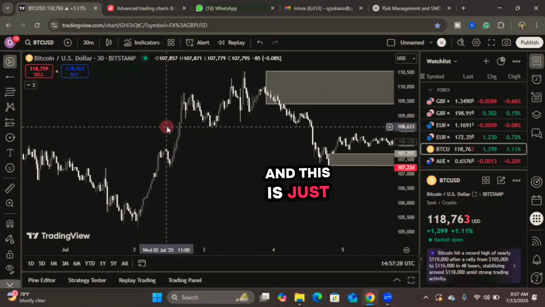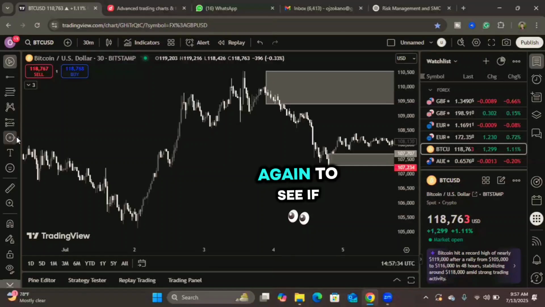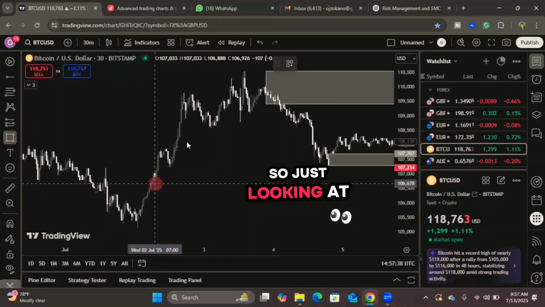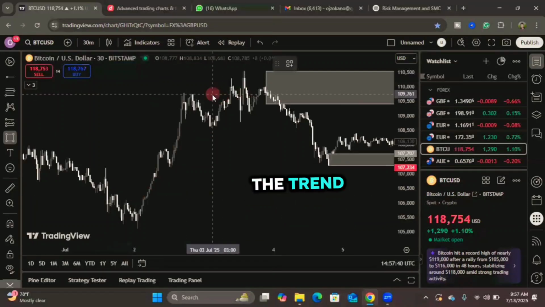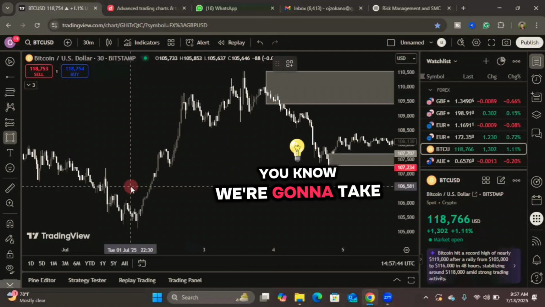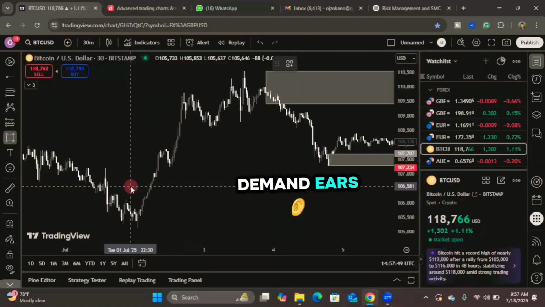And this is just what we're doing within the supply and demand. Now we're going to go again to see if we have any other supply and demand. So just looking at the trend, right? We're going to take our time and identify the supply and demand areas.